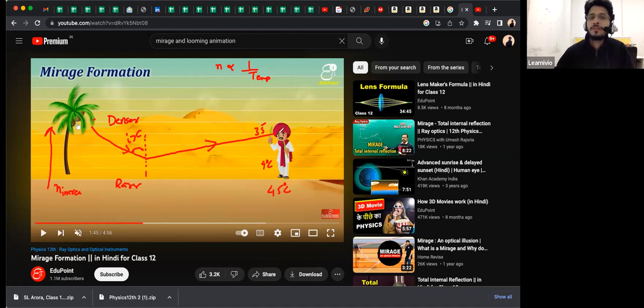When this ray enters the eyes of the observer, the eyes will always see in a straight line direction. So I will interpret that the rays are coming somewhere from here. I will not interpret it to be here. Your eye will interpret it to be somewhat here. So you can literally see the image of this tree on the ground. I believe they must have done this.